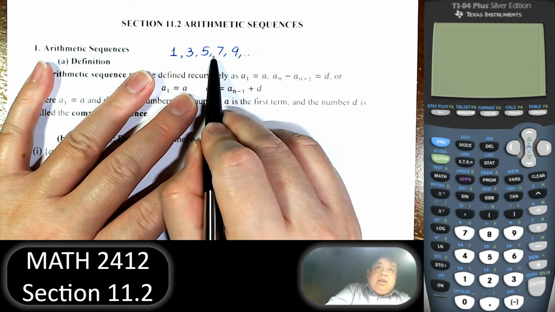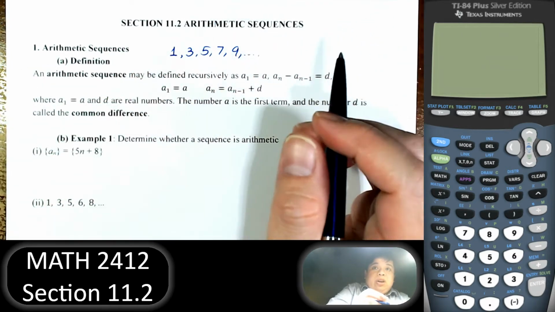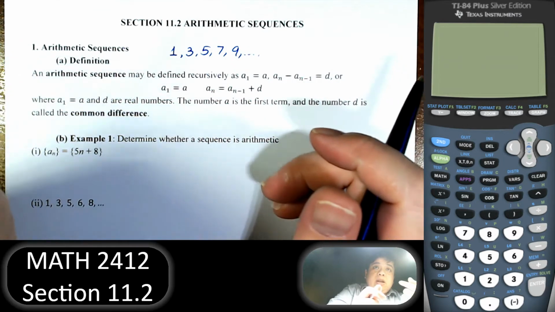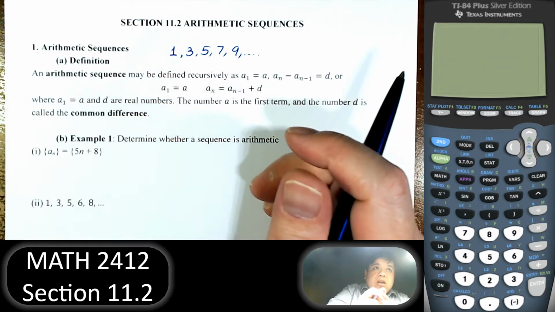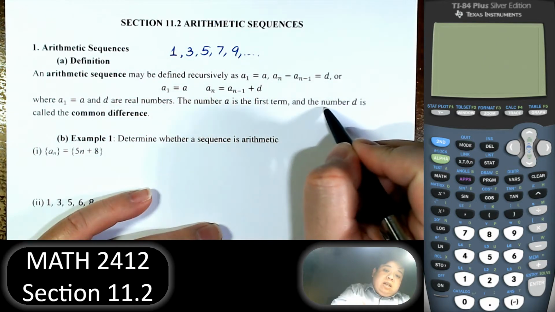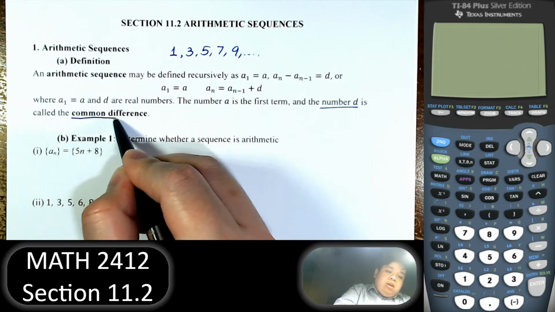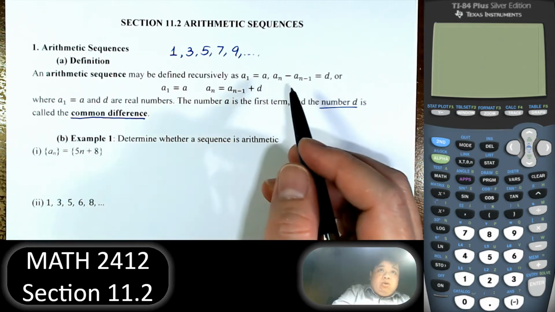9 minus 7 is 2, 7 minus 5 is 2, 5 minus 3 is 2, and so on. So the difference between consecutive terms is a constant. If that is the case, we have an arithmetic sequence, and that number d, the difference between consecutive terms, is called the common difference. We really don't need to know the first term though.